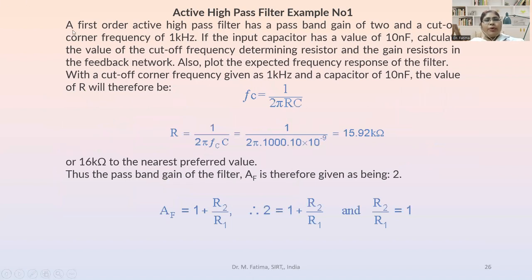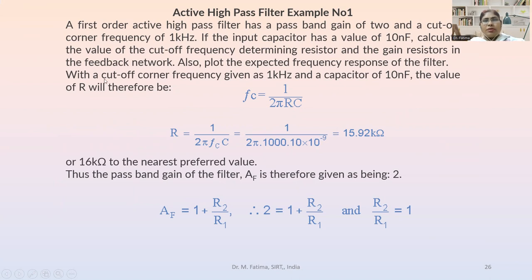Now take one example of this. A first order active high pass filter has a pass band gain of 2 and a cutoff corner frequency of 1 kilohertz. If the input capacitor has a value of 10 nanofarad, calculate the value of the cutoff frequency determining resistor and the gain resistor of the feedback network.